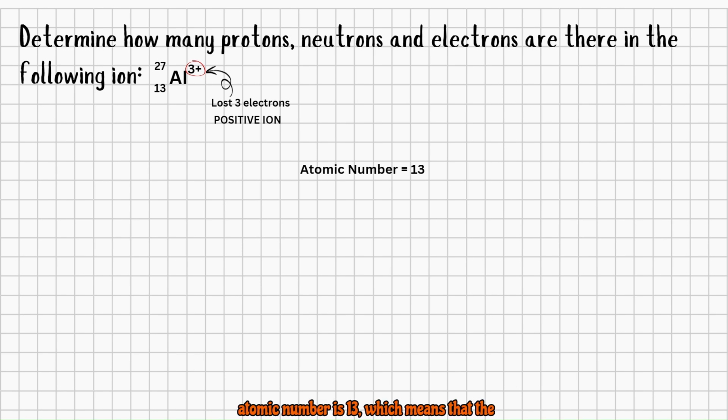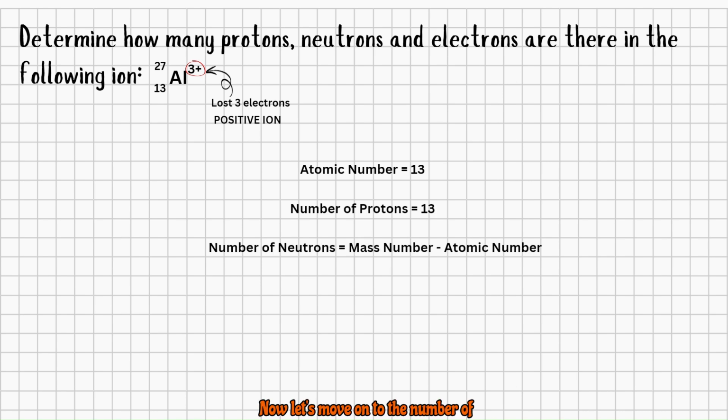So the atomic number is 13, which means that the number of protons will also be 13. Now let's move on to the number of neutrons. We know that the atomic number subtracted from the mass number gives us the number of neutrons. So 27 minus 13 is equal to 14.